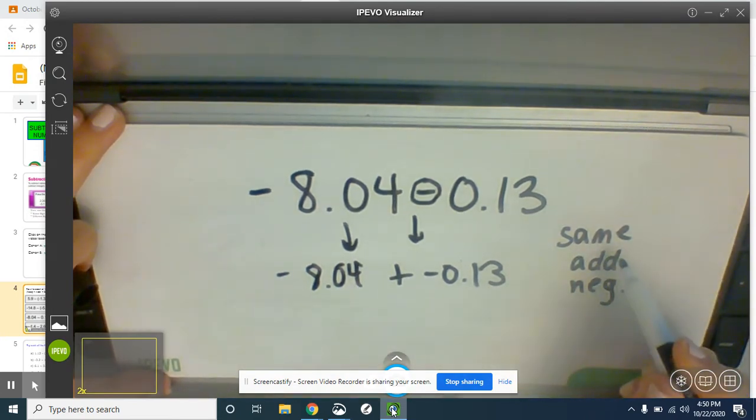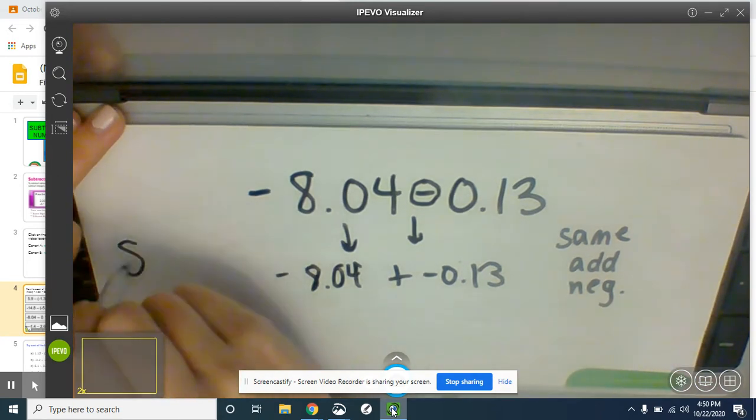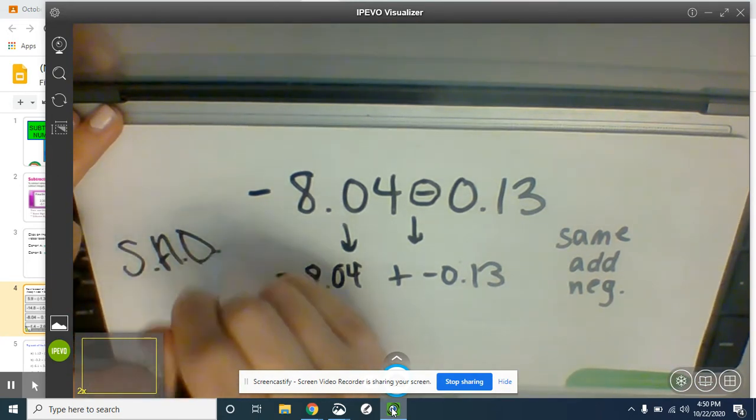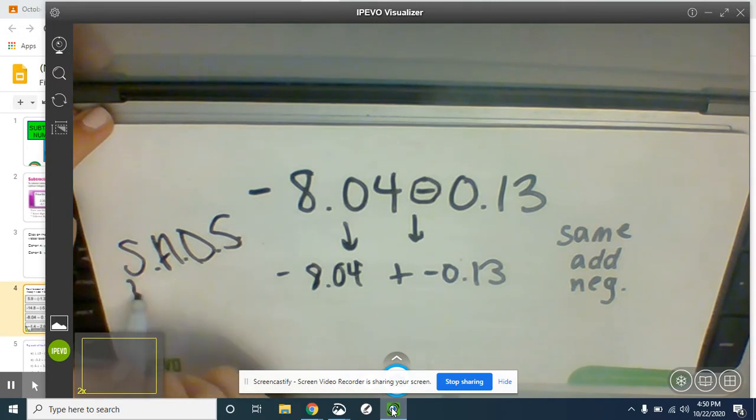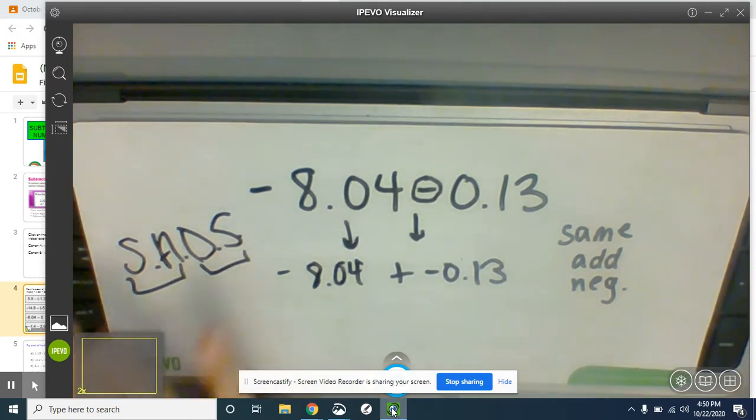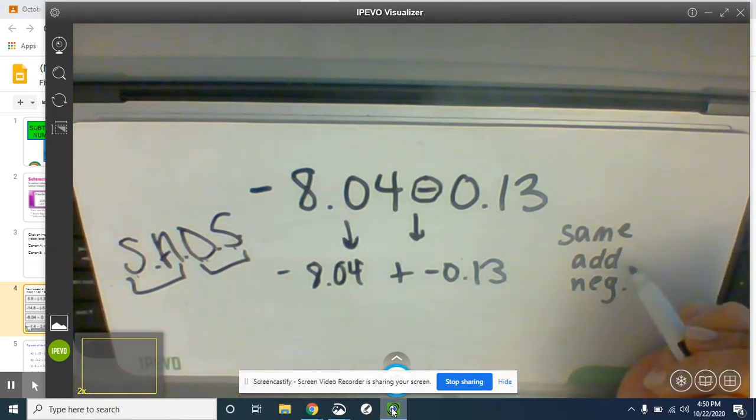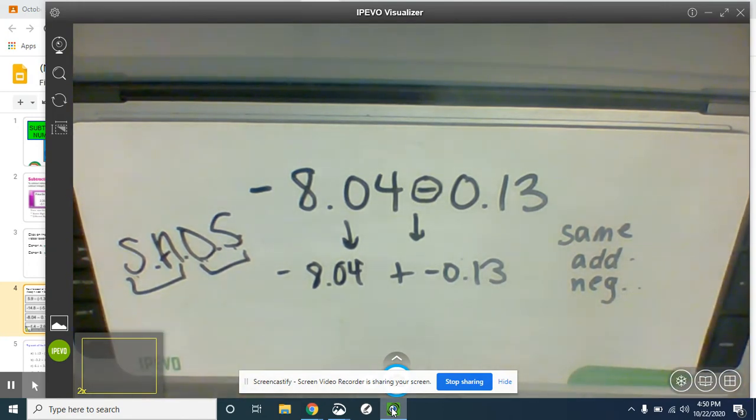If you're forgetting whether to add or subtract, here's an acronym that might help. SADS. Same, add, different, subtract. But you're still going to have to remember that it's the same signs, add and keep. So same, add, keep. Different, subtract, sign of the bigger one. So this helps just with this step right here. You still have to remember whether it's going to be positive or negative.